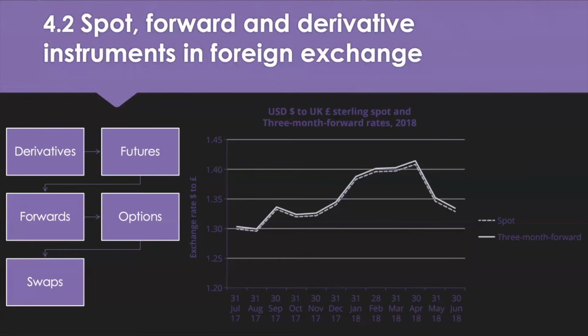Now, options are derivatives that give a buyer or seller the right to buy or sell an underlying asset at a future date, and that's at a predetermined price. If the buyer buys an option from a bank, they're not obliged to execute it. But if they decide to do so, the bank is obliged to settle.